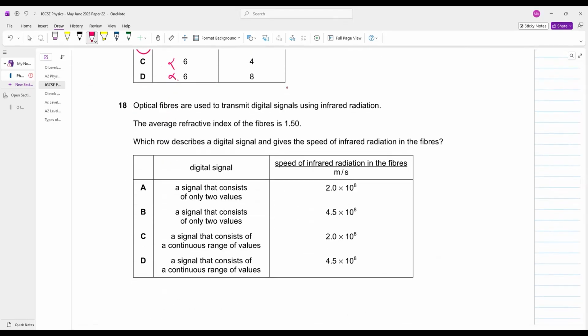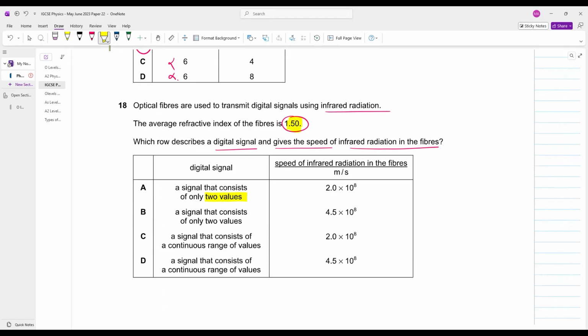Optical fibers are used to transmit digital signals using infrared radiation. The refractive index of the fiber is 1.5. Which row describes the digital signal and gives the speed of the infrared radiation in the fiber? Beta, what is a digital signal? That can contain only two values. Okay. What is a digital signal, beta? That can contain only two values.